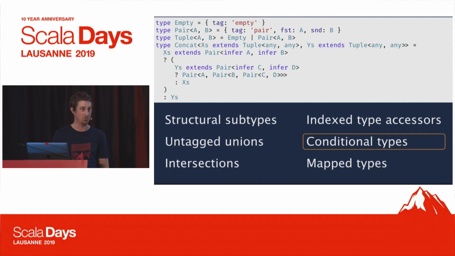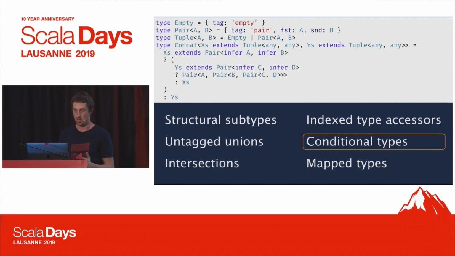Perhaps a more familiar example is something similar to what Martin gave in his keynote, where we have a tuple type. So here it's a union of empty and pair. TypeScript only has untagged unions, so we emulate tagged unions by having a literal type tag there that's either empty or pair, and that's what allows us to discriminate between the two.